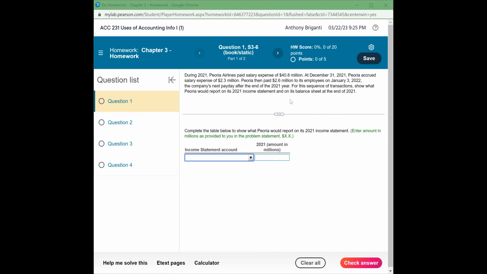So this is asking to complete the table below to show what Peoria would report on its 2021 income statement. Peoria accrued salary expenses of 2.3 million, then paid 2.6 million to its employees at the end of the 2021 year. For this sequence of transactions, show what Peoria would report on its income statement. Okay.